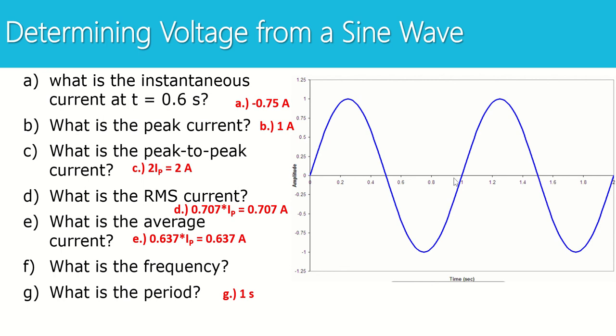1 second for a period. Which means my frequency is also 1 hertz, 1 cycle per second. This is how we use those different values to interpret information from a sine wave.